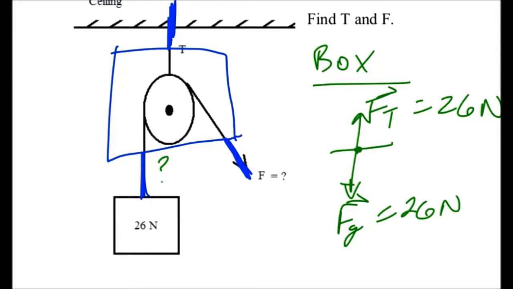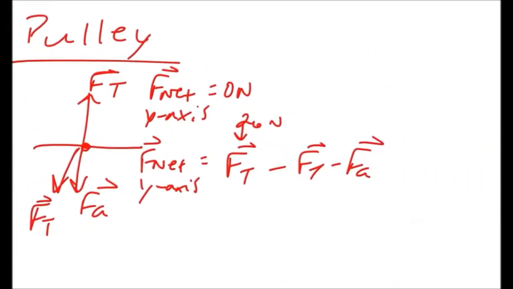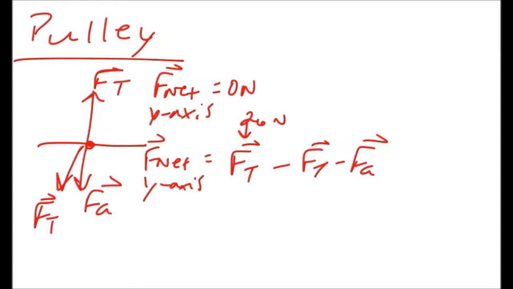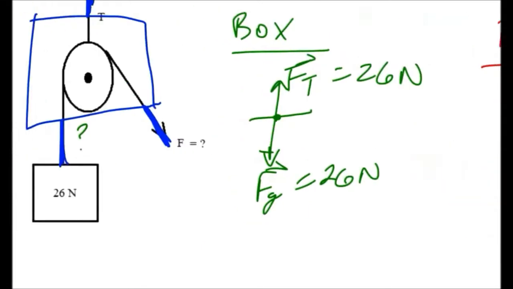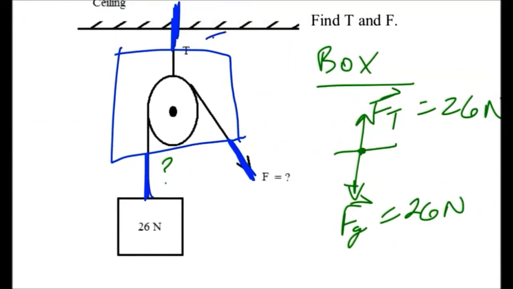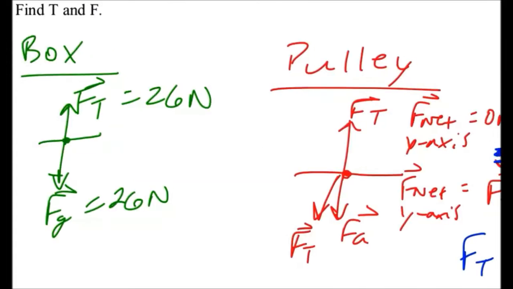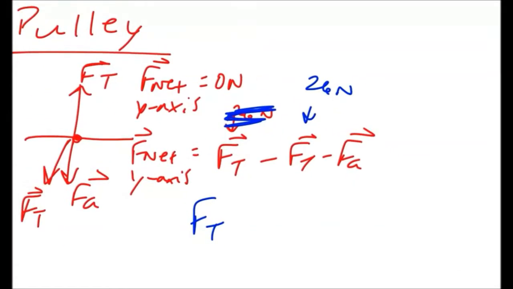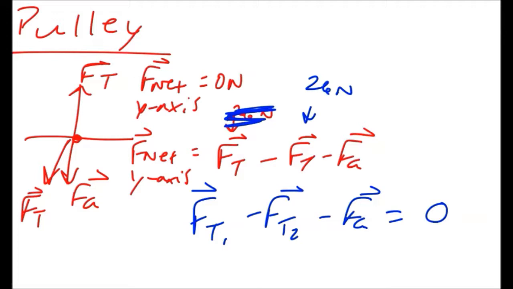Okay, what's up? You could, if you wanted to. In fact, I labeled that one wrong. This one's the 26 newton force. Okay? All right, so that means that, to deconfuse and demystify, we'll say that this one up here, that one's T1, and we'll call this one T2. That way we don't get confused here. Okay? All right, so we can say force of tension 1 minus force of tension 2 minus force applied equals 0 newtons. What can we do?